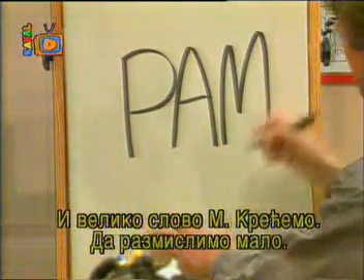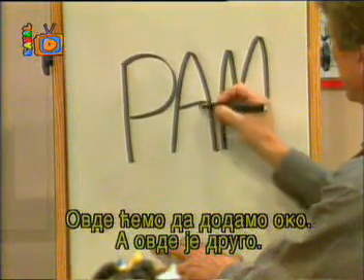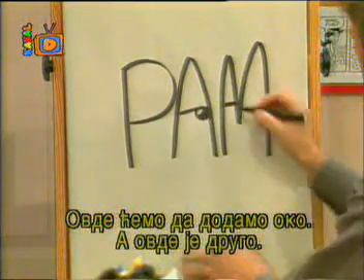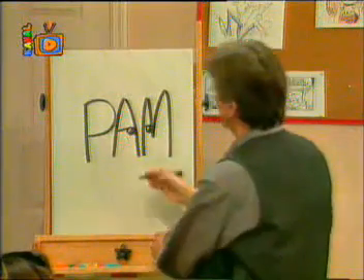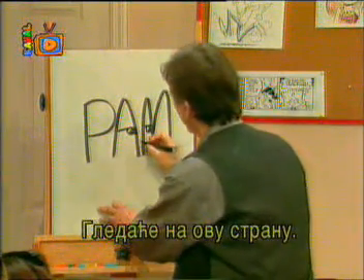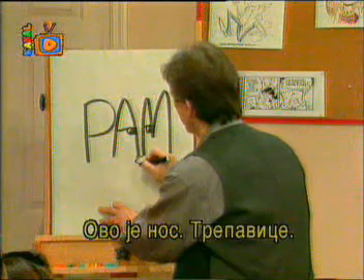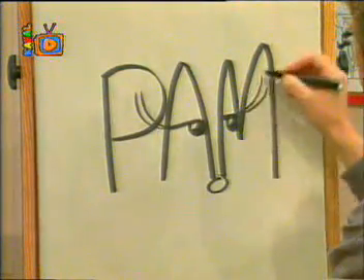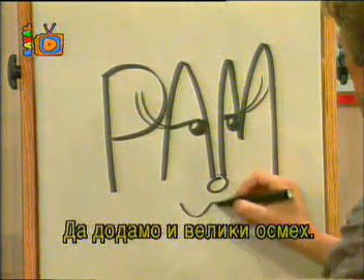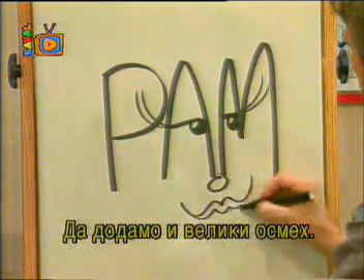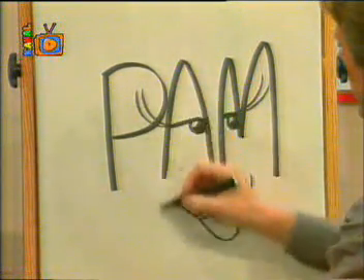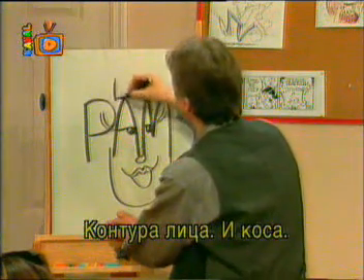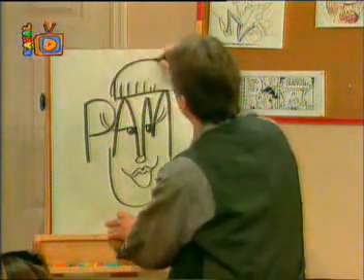All right, ready? Now, let's see. Right about here, let's put an I. And over here, we'll put another I. This way, she'll be looking off this way. Here's a nose, right down like that. Some eyelashes. And let's see, how about a big smile? Right there. And let's see, how about the outline of her face? And some hair. Come down this side like that.